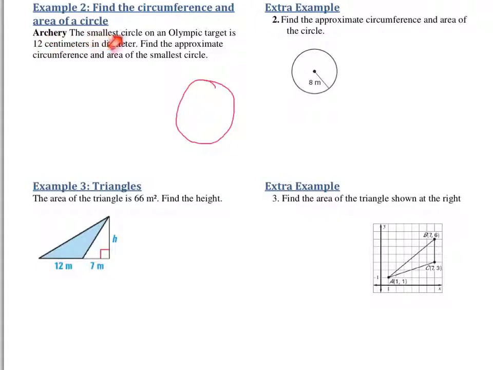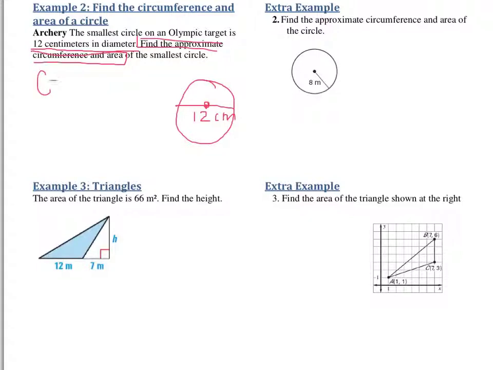It says archery. The smallest circle on an Olympic target is 12 centimeters in diameter. Sorry, that's my puppy being noisy. Find the approximate circumference and area of the smallest circle. So we're going to say that's our smallest circle right there. And it says right here that 12 centimeters in diameter. So all the way across this, it's not the perfect diameter, it should go right through the middle, is 12 centimeters. And it says find, here's the directions, find the approximate circumference and area.